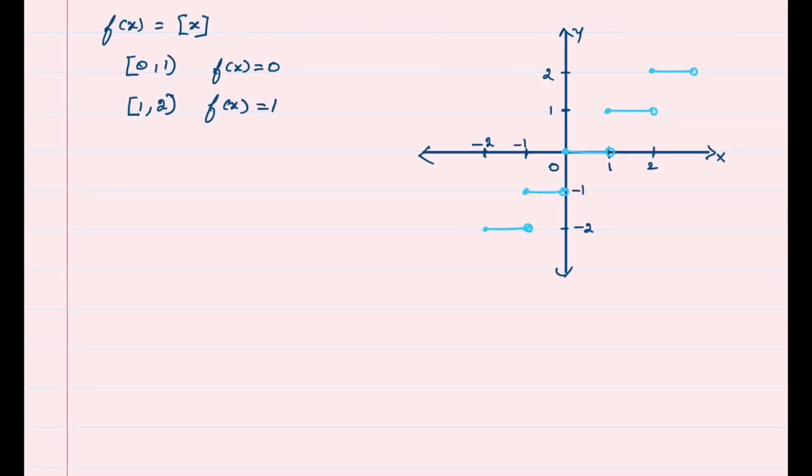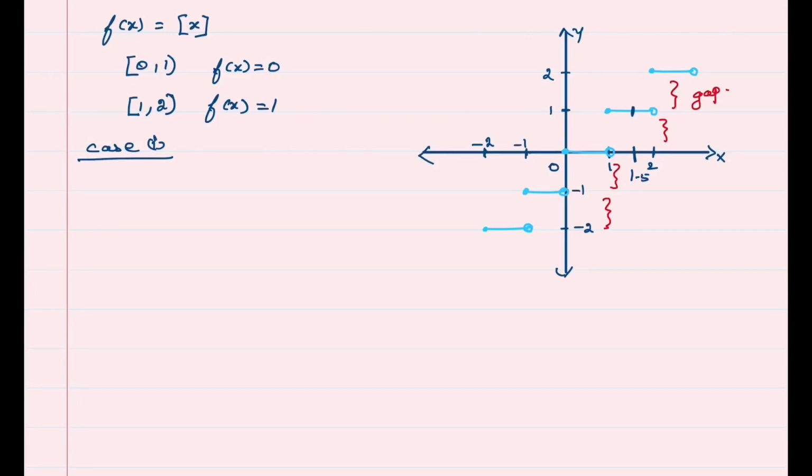And see the graph, we have a gap at every integer. So, at every integer, the function is discontinuous. And for other real values, we don't have any problem. For example, if we take 1.5, there is no gap in the graph. The function is continuous at x equal to 1.5. Only at integral values, the function is discontinuous.